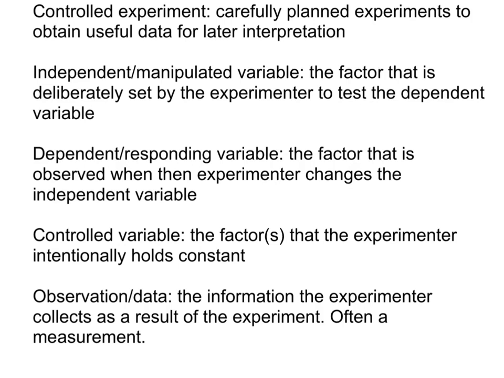The first thing you want to look at is the independent variable, also known as the manipulated variable. This is the factor that is deliberately set by the experimenter to test the dependent variable. So I change something on purpose, and I want to see how that changes the rest of the system that we're studying. For example, something that we might look at in chemistry is the solubility of something. So we might say, how does solubility vary with temperature?